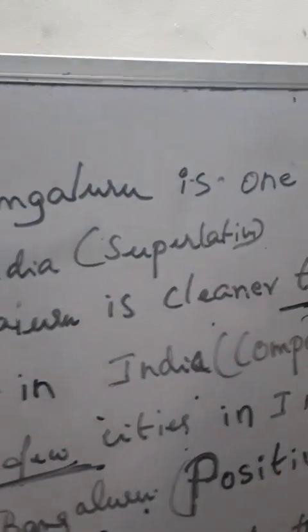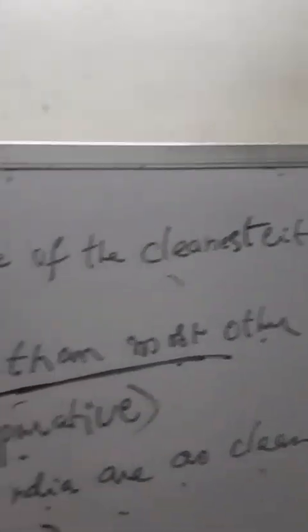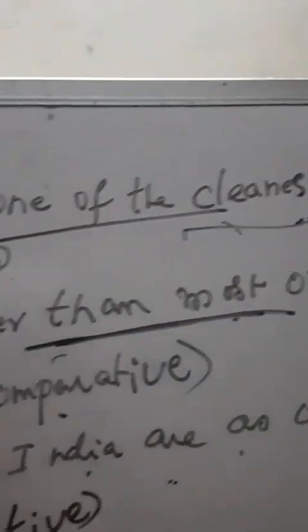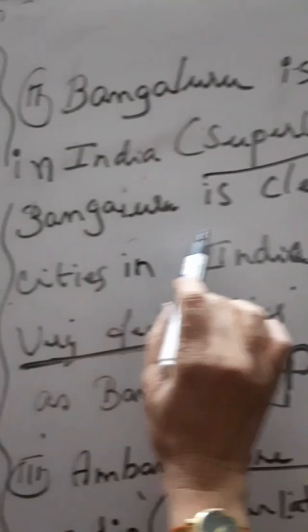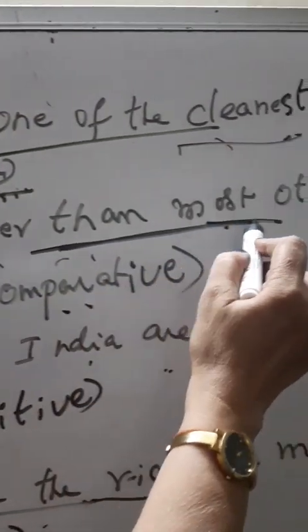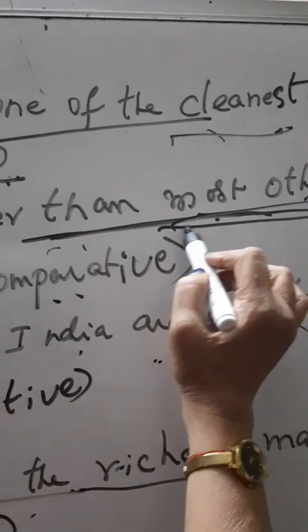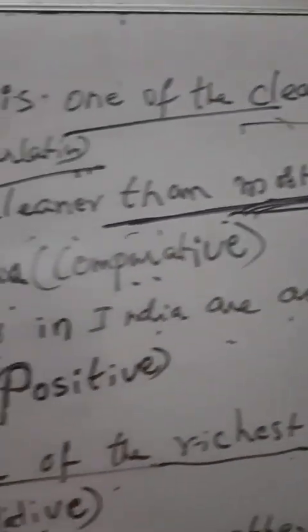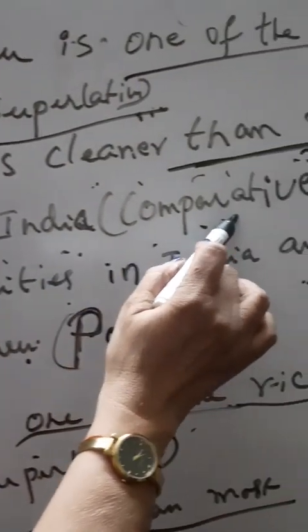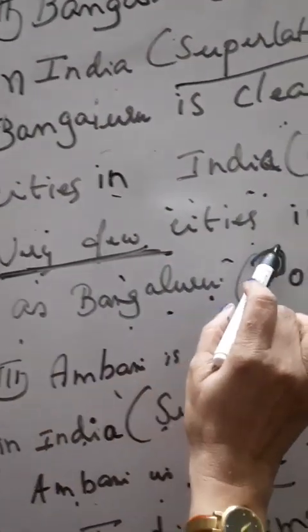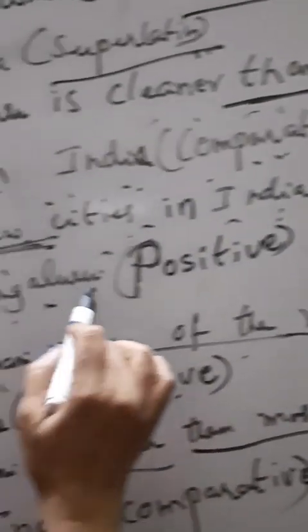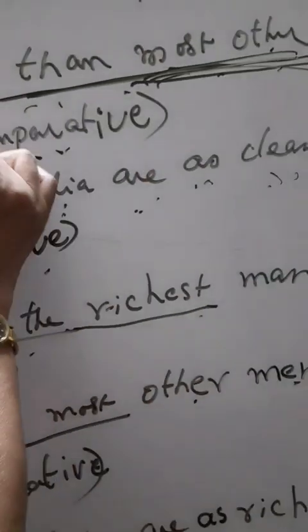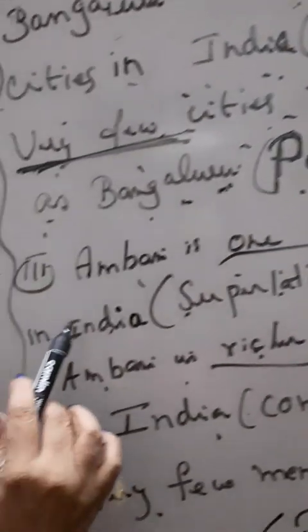Second sentence. Bengaluru is one of the cleanest cities in India. One of the cleanest. Superlative. That is why it is superlative. Let us do it in comparative. Bengaluru is cleaner than most other cities in India. Most other you have to add. That is comparative. Very few cities in India are as clean as Bengaluru. Positive. Clean, cleaner, cleanest.